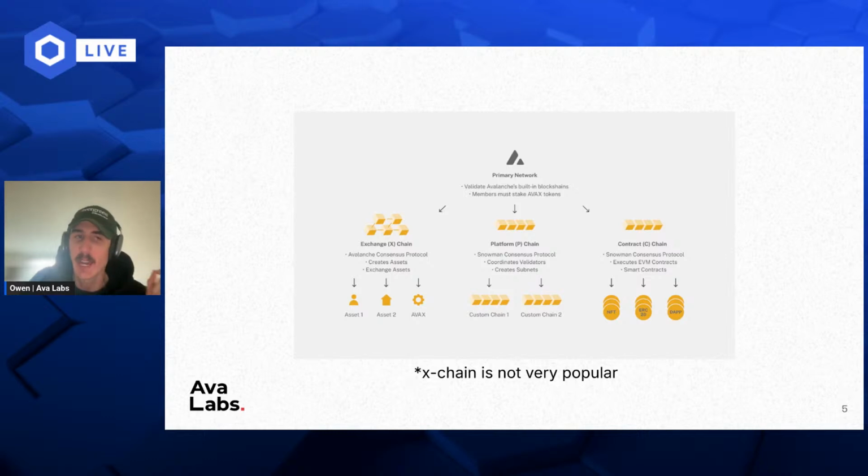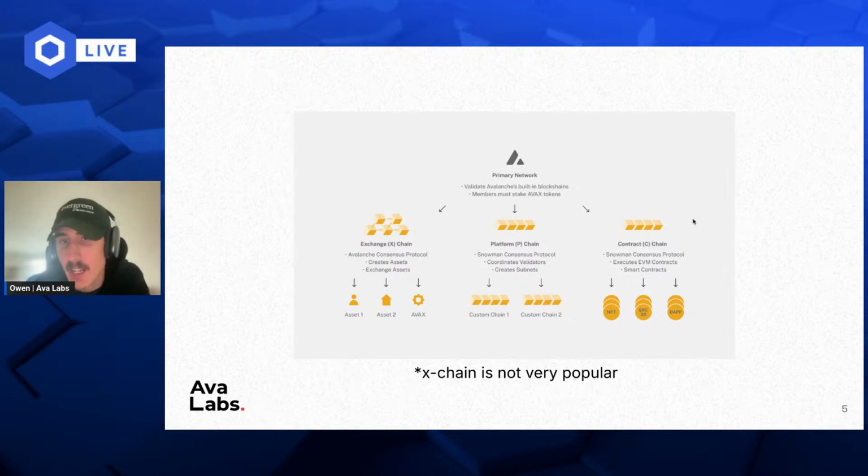It can simply create assets and exchange assets. So you can mint an NFT, trade it to someone, that's it. There's no DEX, there's no swapping. It's simply minting an asset and transferring an asset, right? And I have a little caveat down here that the X chain is not very popular today, which it isn't.